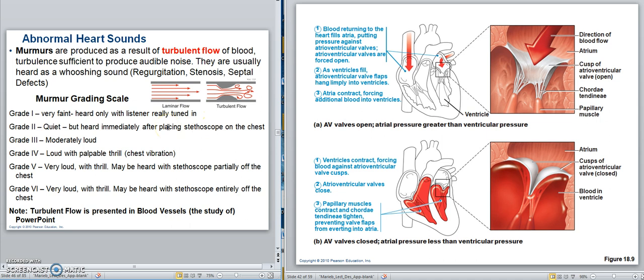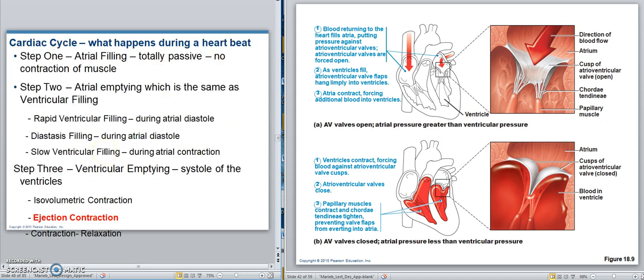Okay. We go next to cardiac output, and I think I'm going to do a separate video on that. We'll close this one out here.